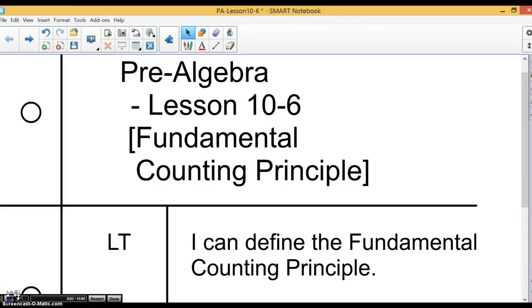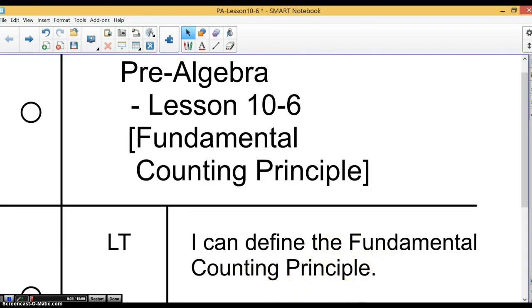Hey everyone! Today we're talking about lesson 10.6 in our pre-algebra textbooks, and it's all about the fundamental counting principle. This is one of my favorite things to talk about and learn just because it's really neat. I don't have any other way to say it other than it's really neat. It makes life simple rather than having to make our big, long, complicated sample spaces when we're talking about really large situations. Our learning target for today is I can define the fundamental counting principle.